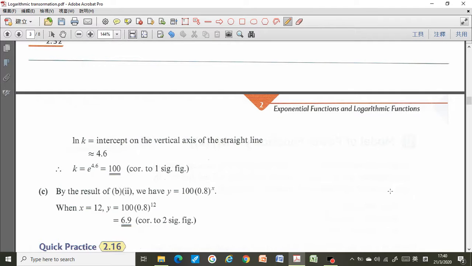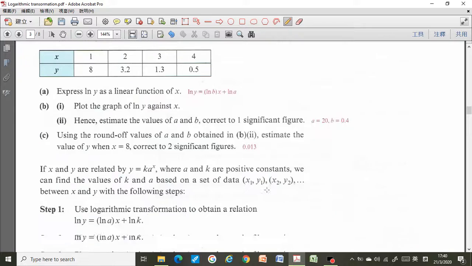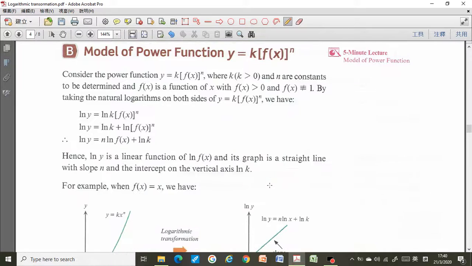The second kind of model is the power model. We do not do the quick practice. If you take this model, you also find that we can take the logarithm on both sides. So you must be sure k is positive, f(x) is greater than 0, and f(x) is not equal to 1. By taking logarithm on both sides, you have a product of two things on the right hand side. So you break it down into two logarithms, and the n will go down here. You will get another format.